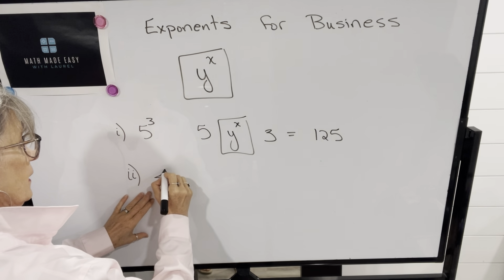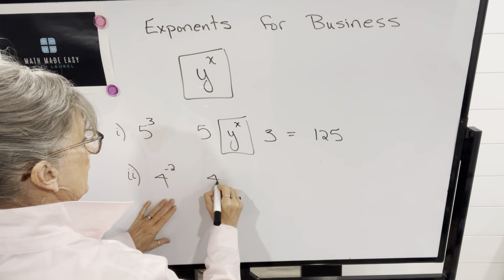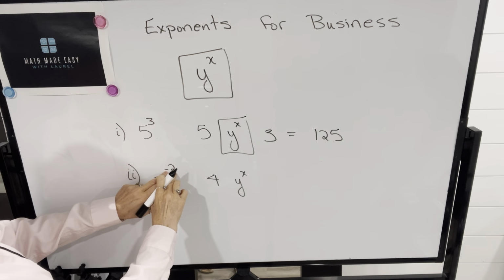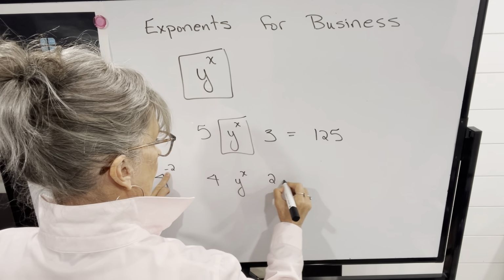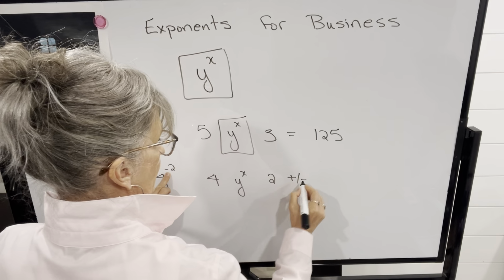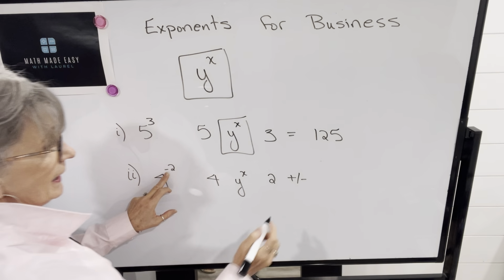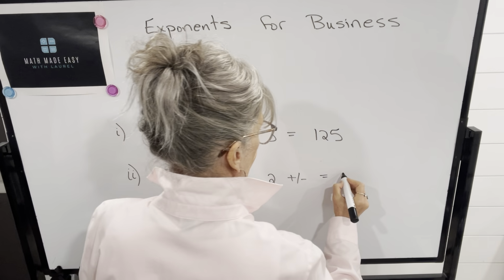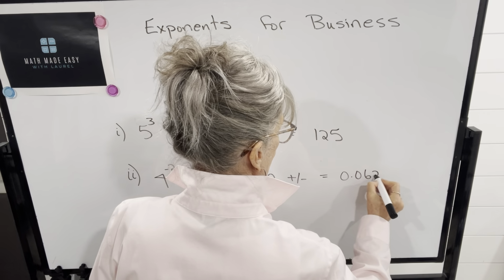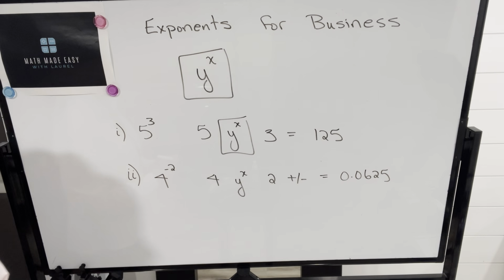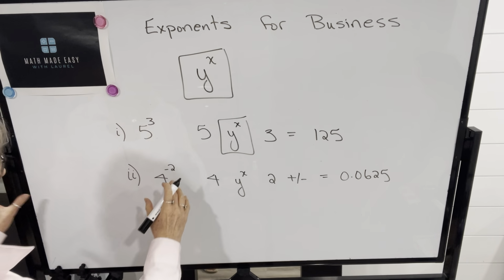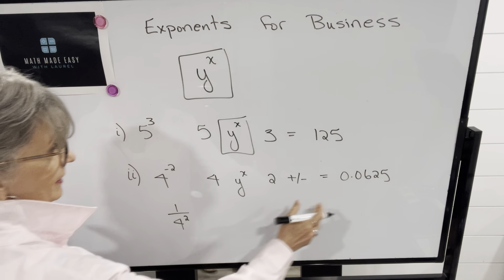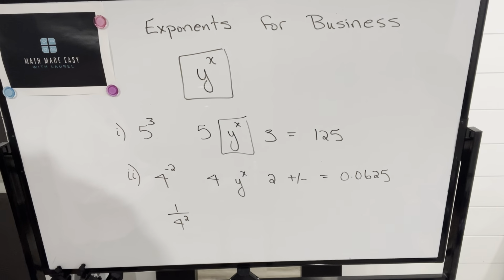If you have a negative exponent, again put the base in first, y to the x. To enter a negative number you have to put the number in first, and then you make it negative by pressing your change sign key, and then press equals. So 4 to the negative 2, you should get 0.0625. So your calculator will know that 4 to the negative 2 means 1 over 4 squared, or 1 over 16, but it does it in decimal form.